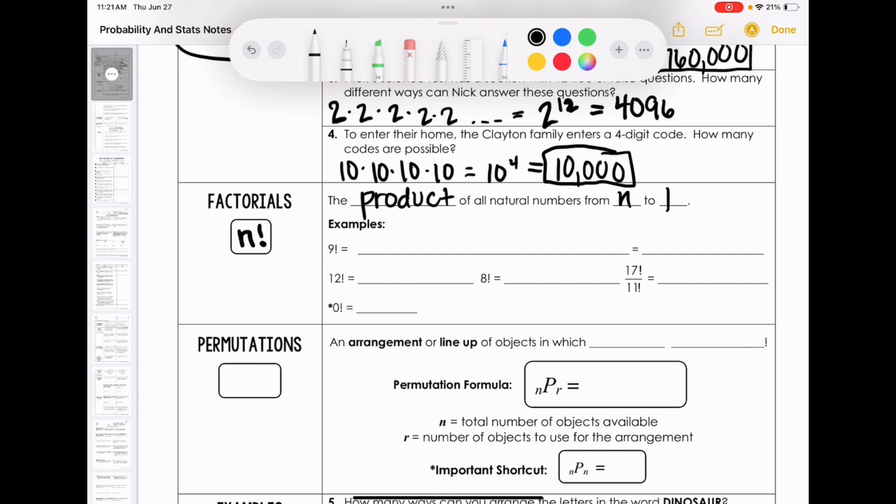All right, so some examples. 9 factorial. So that would be the same thing as saying 9 times 8 times 7 times 6 times 5 times 4 times 3 times 2 times 1. Okay? And so when I type all that in, that gives me 362,880.